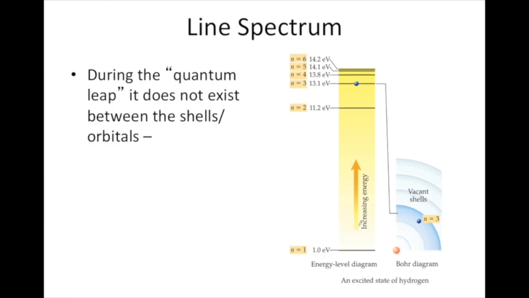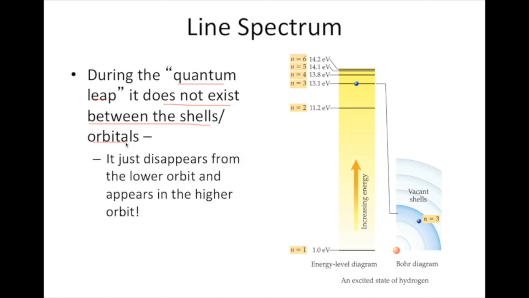So when an electron absorbs energy and jumps from one shell to the next, we sometimes call this a quantum leap. But again, the electron cannot exist between shells or orbitals. So it does something very strange. The electron essentially disappears from the first shell and reappears in the third shell.